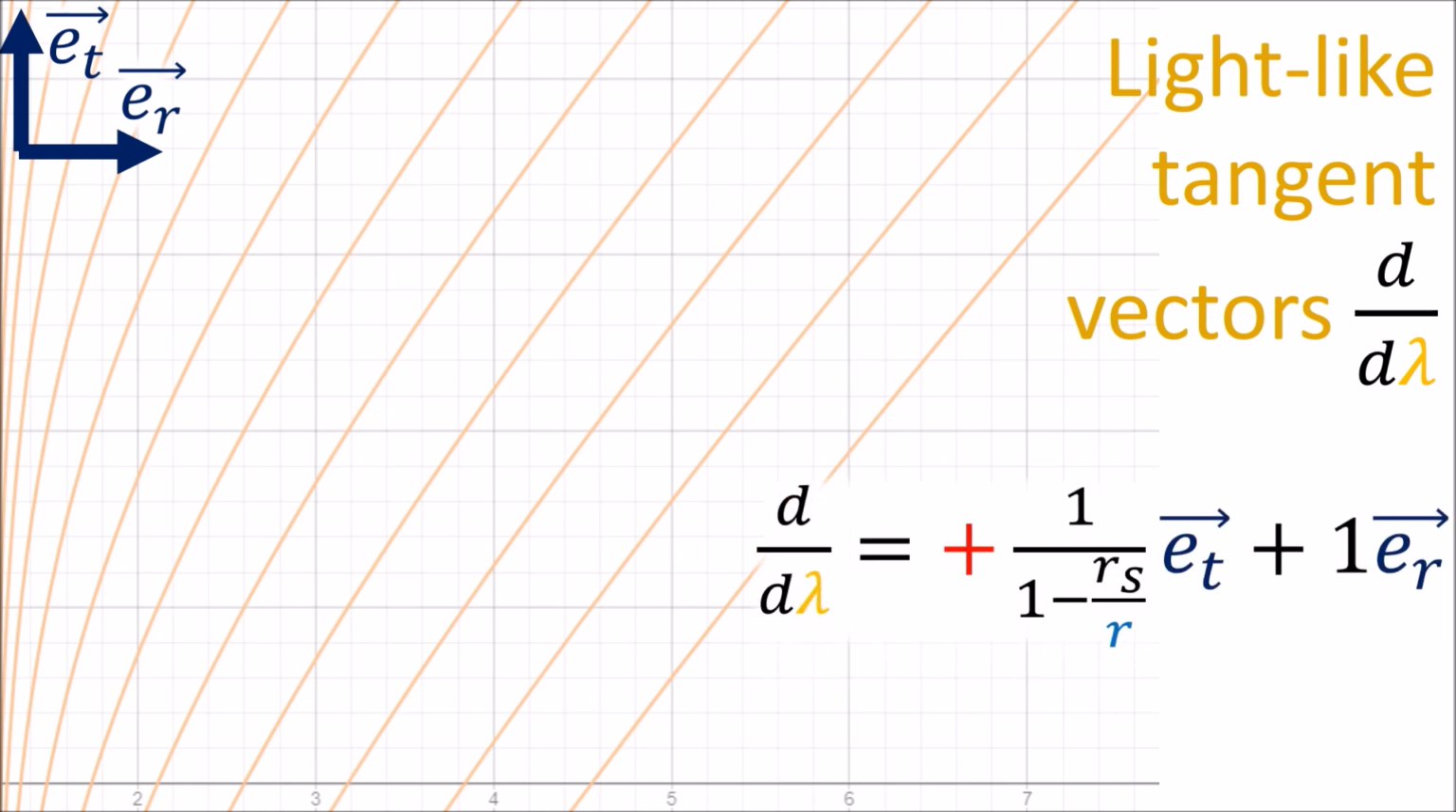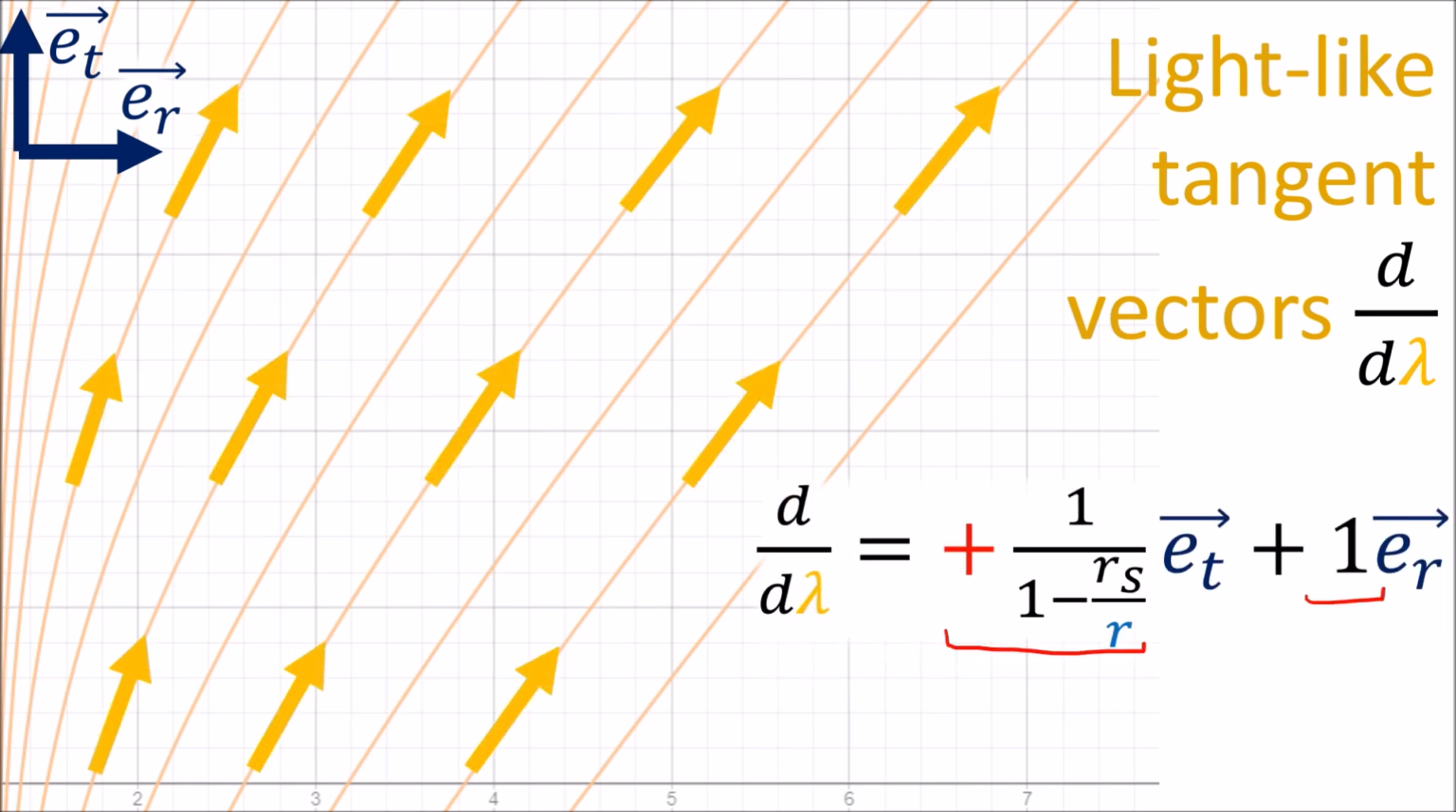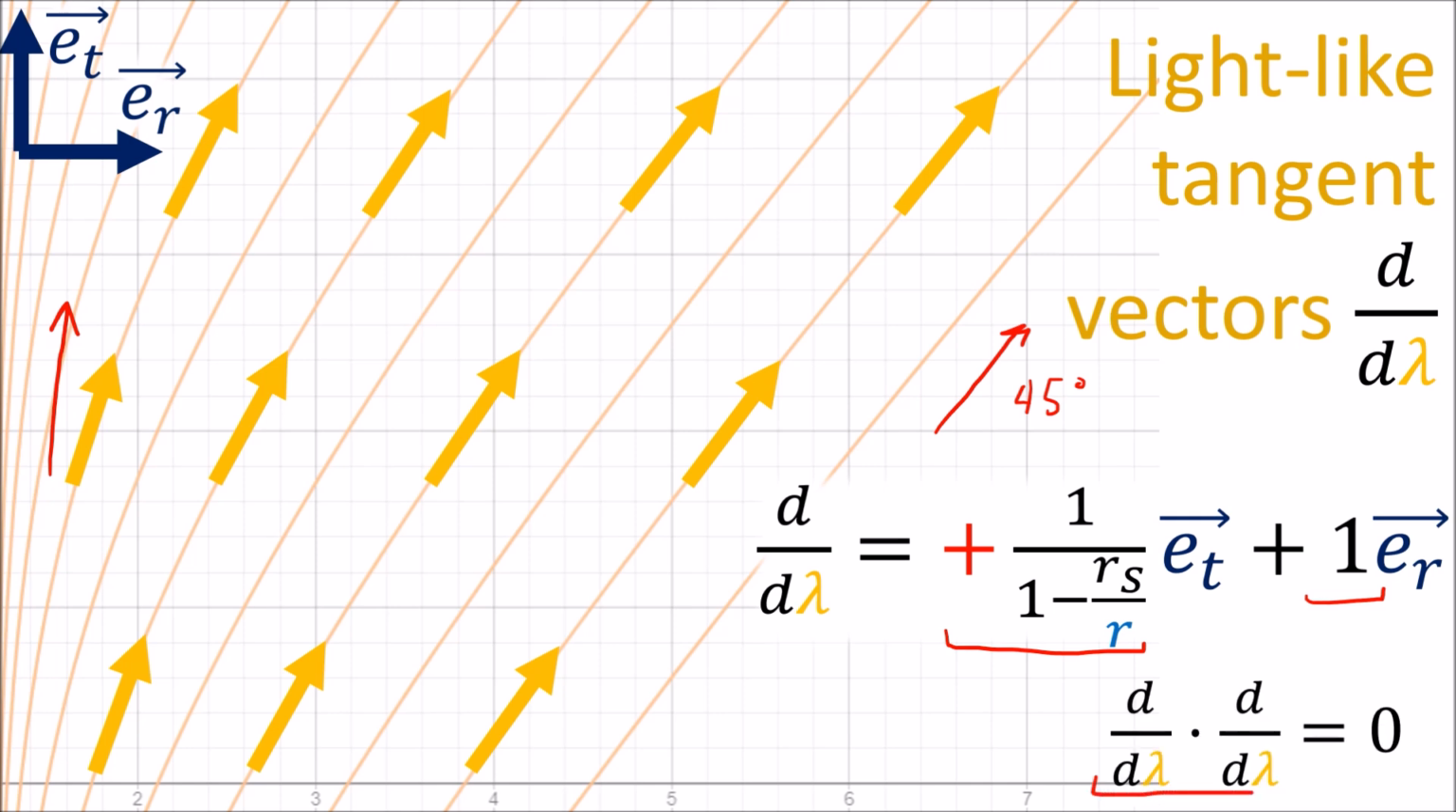These components make sense, since they point up and to the right, which matches what we see on our spacetime diagram. As r goes to infinity, these vectors point at a 45-degree angle as expected. And as r approaches the Schwarzschild radius, the time term dominates and the vectors point almost completely upward. They also have a squared length of 0, as expected for light-like vectors.